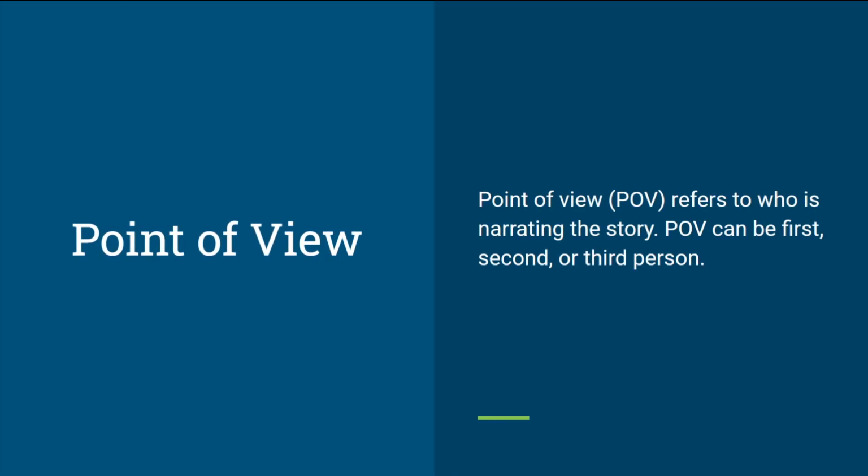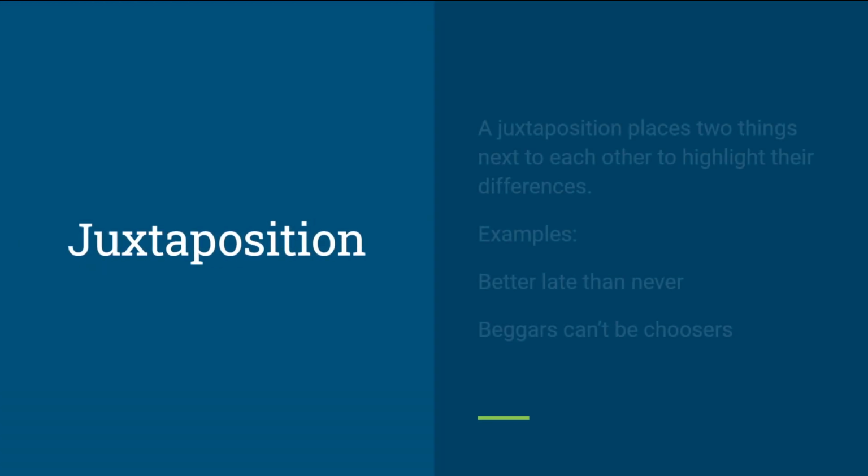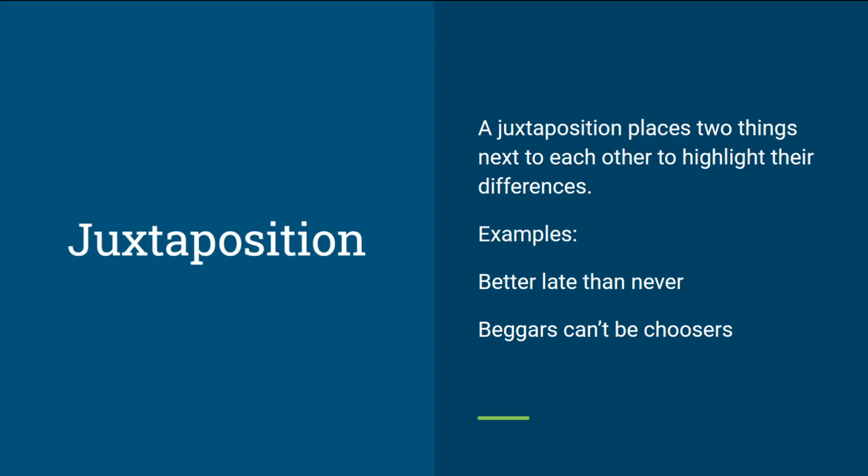Point of view, POV, refers to who is narrating the story. POV can be first, second, or third person. Juxtaposition. A juxtaposition places two things next to each other to highlight their differences. Better late than never. Better beggars can't be choosers.